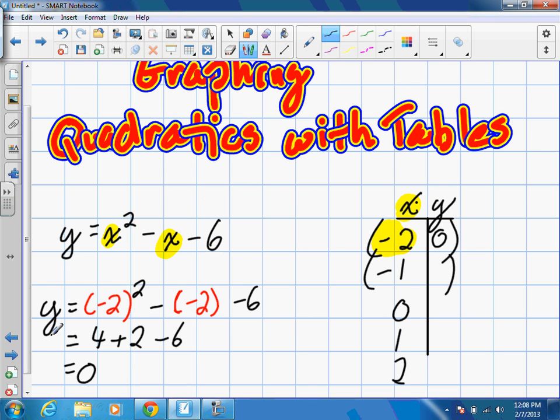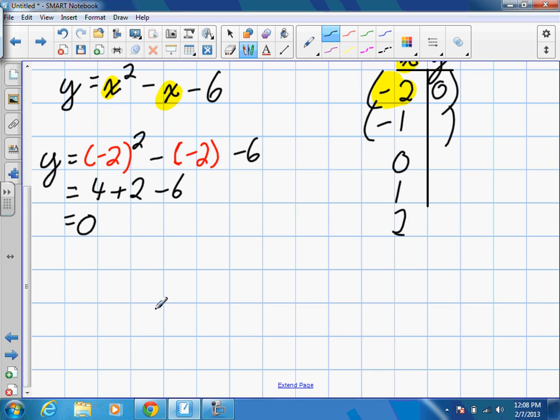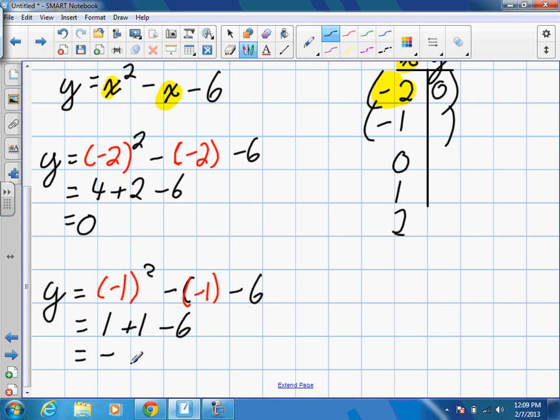So -1 into the exact same equation. Y is equal to, in this case, -1 again, squared, minus, put it in red again, -1, minus 6. I'm going to go a little quicker this time. -1 squared will be a positive value of 1. Negative times a negative will give us positive, so we get +1, minus 6. This becomes 2 minus 6. So -4 is our y value. So here's our next coordinate, -1 and -4.